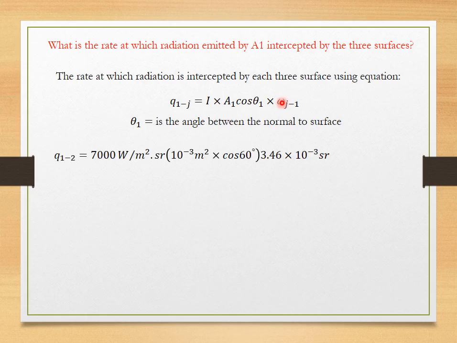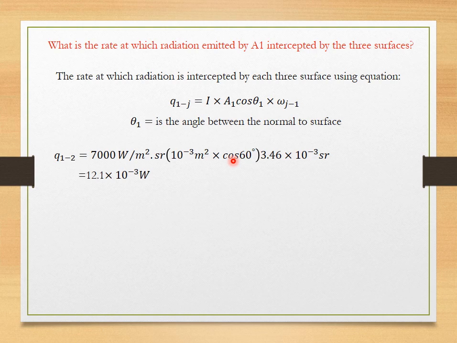So we start with Q1 to 2. By referring to this equation, 7,000 refers to the irradiance, and this 10 power negative 3 meter squared refers to A1. Cos 60 degrees refers to the angle according to the schematic diagram. Then this one is the omega, 3.46 times 10 power negative 3 steradian, and you should get 12.1 times 10 power negative 3 watt.